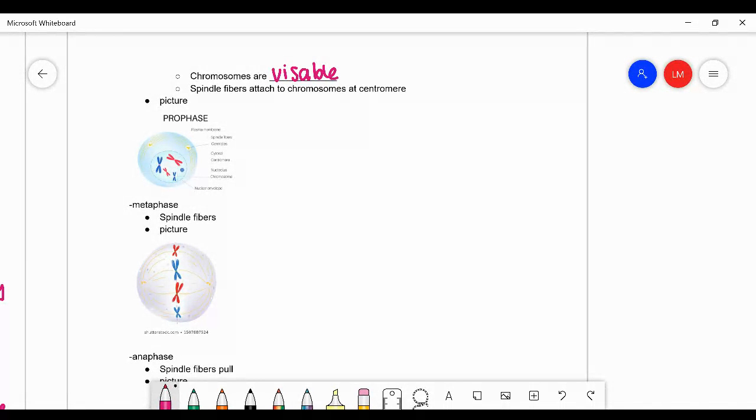So let's add a picture here. This spot in the center is called the centromere. And each leg or arm or piece, whatever you want to call it, of this chromosome is called a chromatid. So the whole thing is a chromosome, but then each piece is a chromatid.